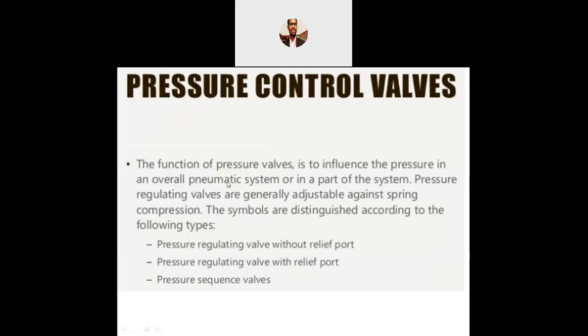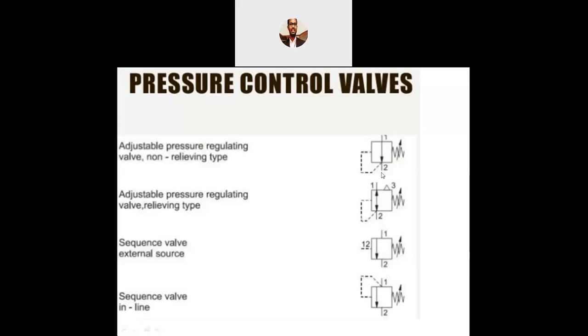The function of the pressure valves is to influence the pressure in the overall pneumatic system or in a part of the system. They are generally adjustable against spring compression. The symbols are distinguished according to the following text. Pressure regulating valves without relief port and with relief port, and sequence valves are the different ones that are used. This is a spring control valve, pressure control valves.